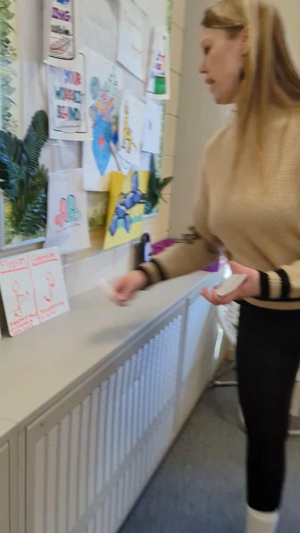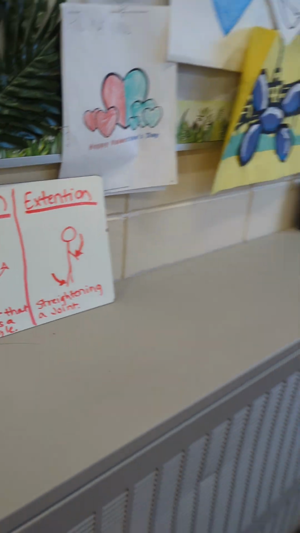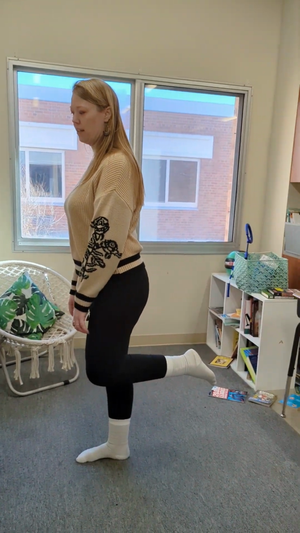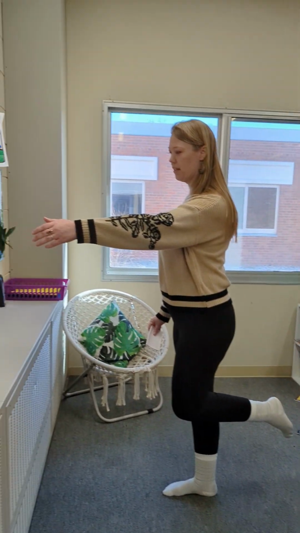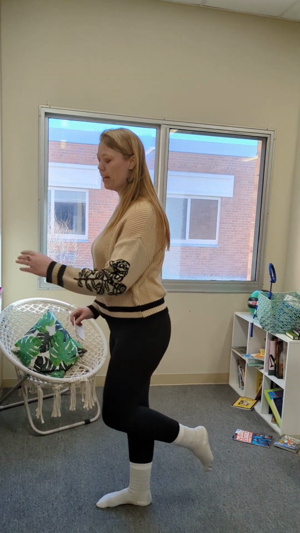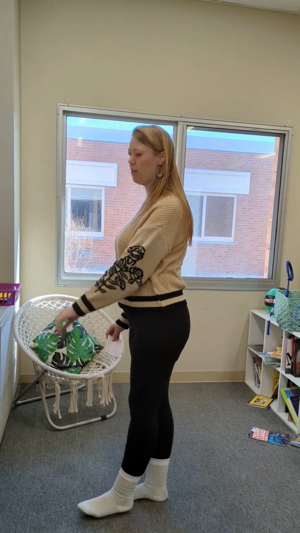Flexion and extension, movement that decreases a joint's angle. So that would be like me doing this or this. And then the extension is straightening of the joint. So instead of up like this, you're down. That's all I got. Thank you.